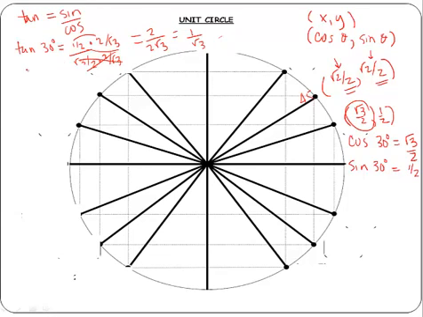Now, what if I ask you for one of the 3 trig functions that are all the reciprocals? So what if I ask you for secant? Well, remember, secant is the reciprocal of cosine. So find cosine and then take the reciprocal. And we're going to do a couple of these on the next page.